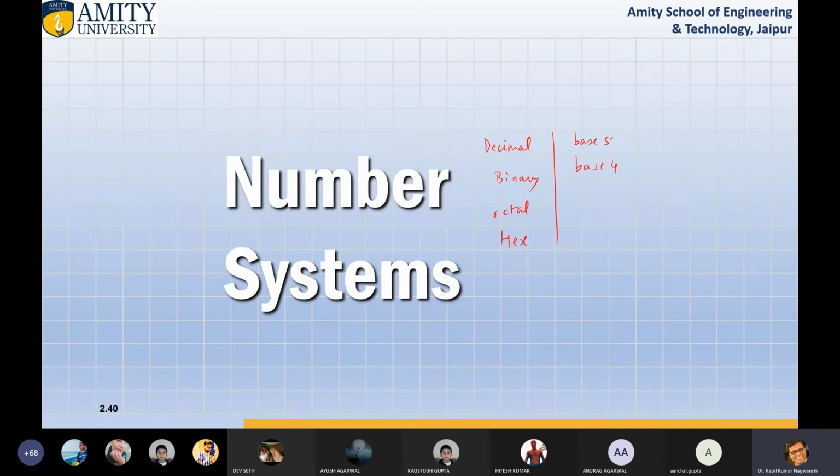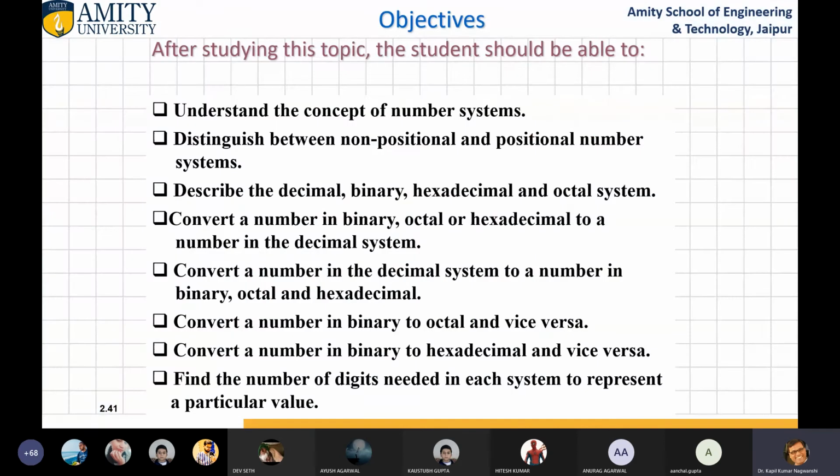So there are 4 different number systems. What is the objective of the number system? Understand the concept of number system, distinguish between positional and non-positional number systems. It is not our major objective. Describe the decimal, binary, hexadecimal and octal systems. Convert a number in binary, octal or hexadecimal to a number in decimal, or vice versa. Convert a number in binary to octal and vice versa, or convert a number in binary to hexadecimal.